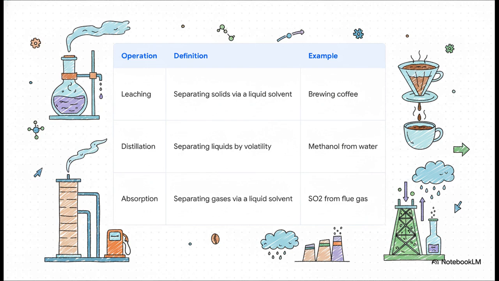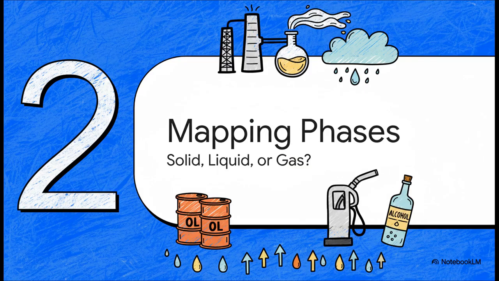Each one of these techniques is just a clever way of exploiting a physical property to get the job done. So how on earth do engineers know which method to pick? Well, they start with a map. Seriously, it's a special kind of map that shows them exactly how a substance is going to behave under different conditions. This is where something called a phase diagram becomes absolutely essential.